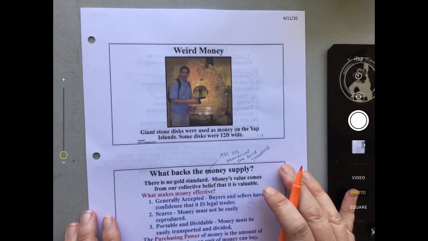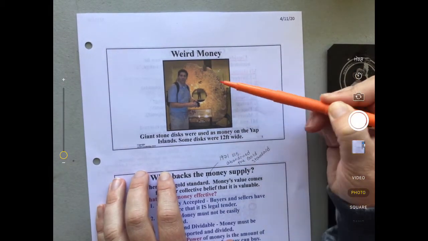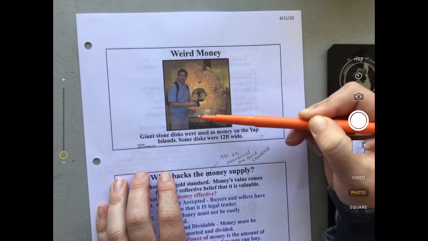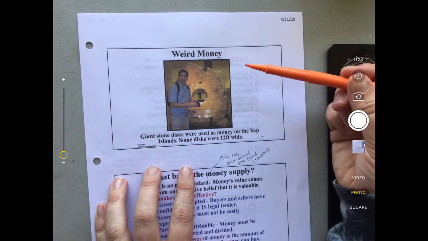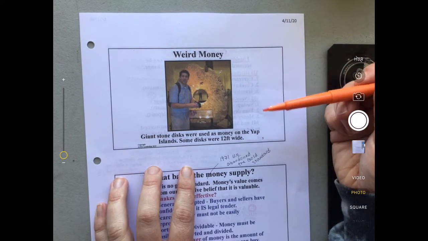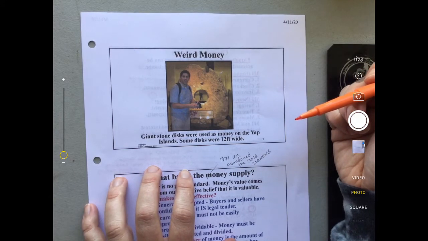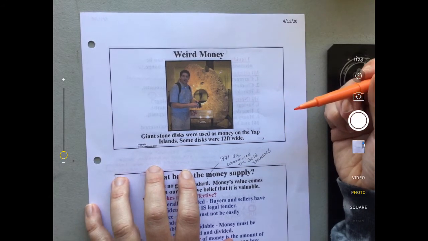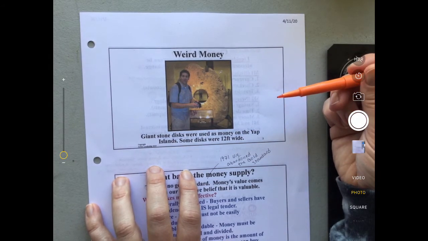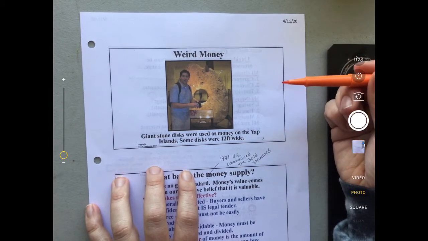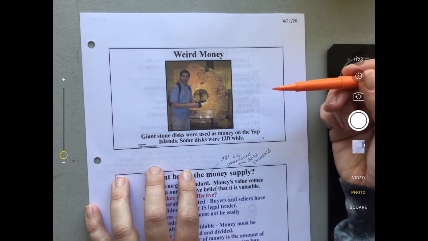Clifford has posted a slide for us. This is a very big stone, almost as big as him, and this was a giant stone disc. This was actually used as money on the Yap Islands. Some discs were 12 feet wide. Well, that just doesn't seem very easy. It doesn't seem very easy for me to go and take that big coin to the store. That's why our money is paper, it's electronic. It's very easy to go take our money to the store or to the hair salon.